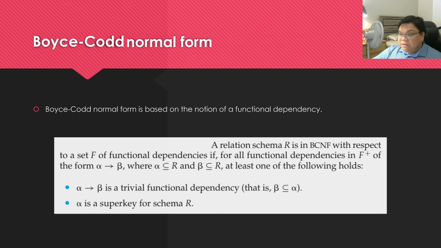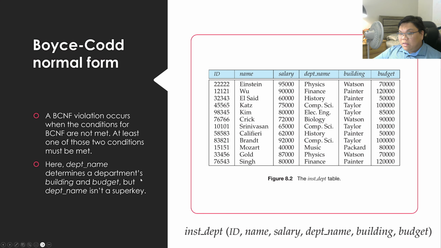So we want one of these two conditions to be met. Alpha determines beta is a trivial functional dependency, or alpha is a superkey of R. Here we have the department name, and that determines two things, the building and the budget. So each department in our university example is in a building, and each department has its own budget. The department name is enough for us to determine where this department is and what its budget is.